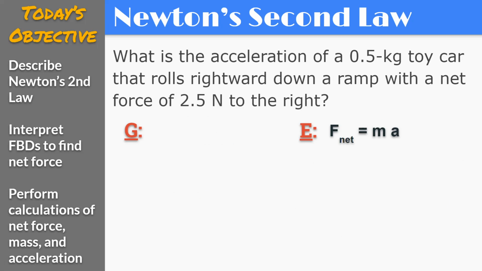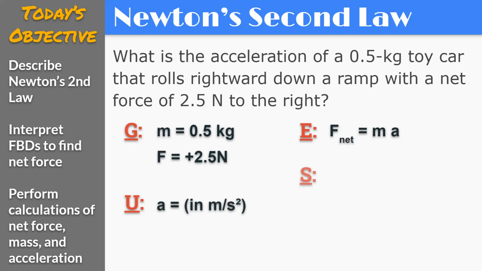All right, let's look at another one. What is the acceleration of a 0.5 kilogram toy car that rolls rightward down a ramp with a net force of 2.5 newtons to the right? Again, I am given a mass. I am given, this time, the force, 2.5 newtons to the right. So my net force is positive 2.5 newtons. Again, I'm going to call the right direction the positive direction for the purposes of my calculation. And my unknown, what I'm trying to solve for, is acceleration.